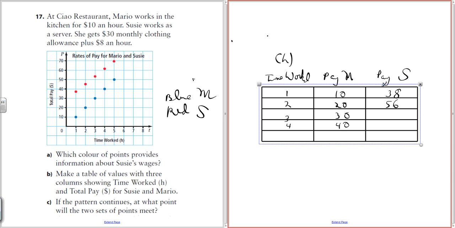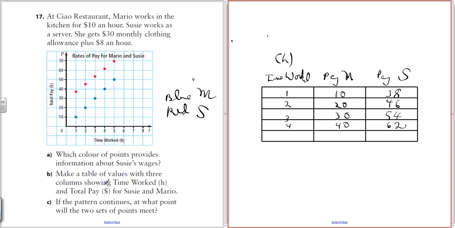Oh, I made a mistake back there, didn't I? Let's do that again. So 2 $8 hours is 16, plus 30 is 46, not 56. And then 3 is 24 plus 30, which is 54. And then the 4-hour shift would be 4 times $8, which is $32, plus our $30, which is $62. So there we see, if just a 4-hour shift, Mario in the kitchen's only getting paid $40, while Susie's out there making $62. I'd be pretty disgruntled if I was the cook.